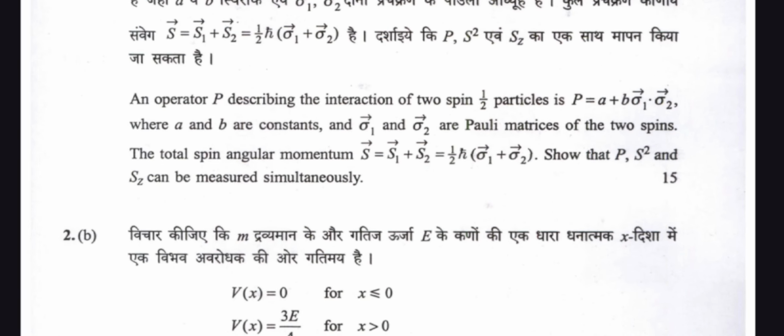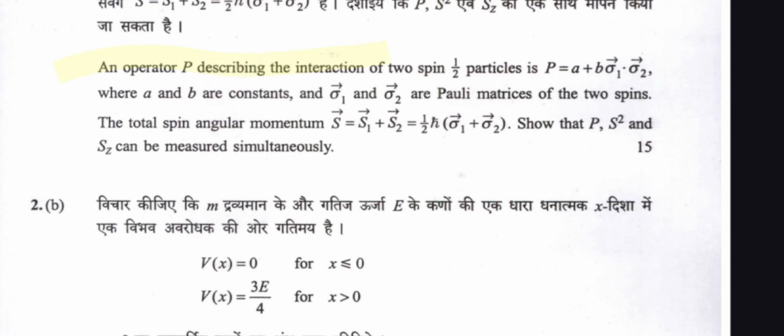And question number 2a. An operator P describes the interaction of two spin 1/2 particles. P is equal to A plus B σ1·σ2, where A and B are constants and σ1 and σ2 are the Pauli matrices of the two spins. The total spin angular momentum S equals S1 plus S2, which is (1/2)ħ(σ1 + σ2), so that P, S² and Sz can be measured simultaneously.